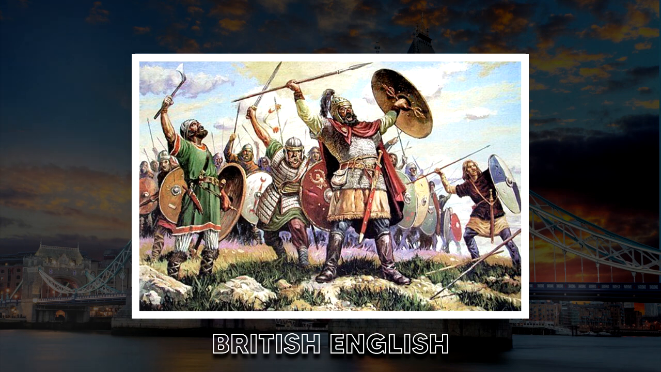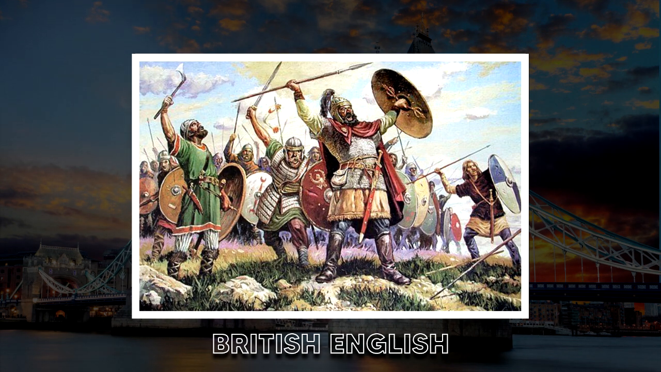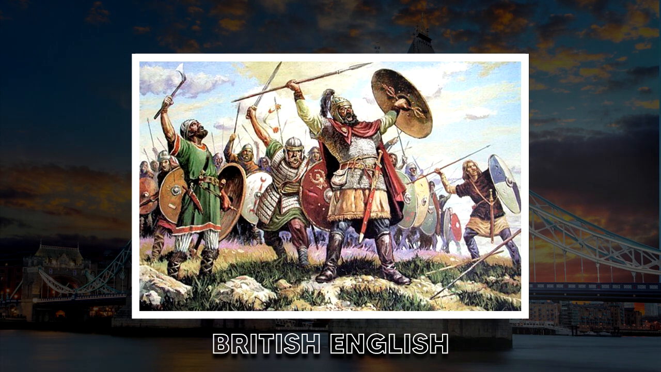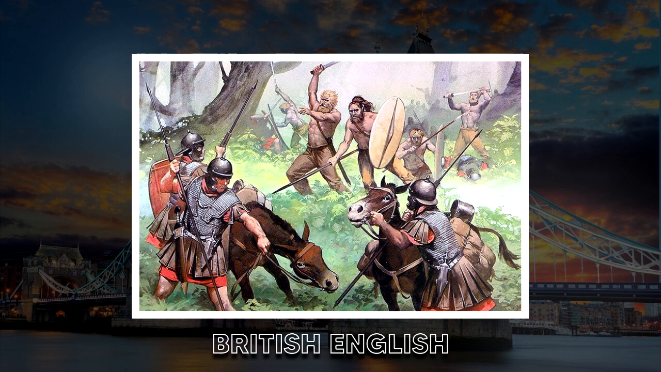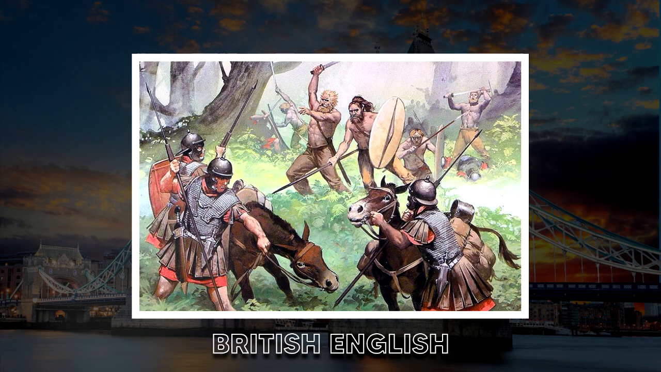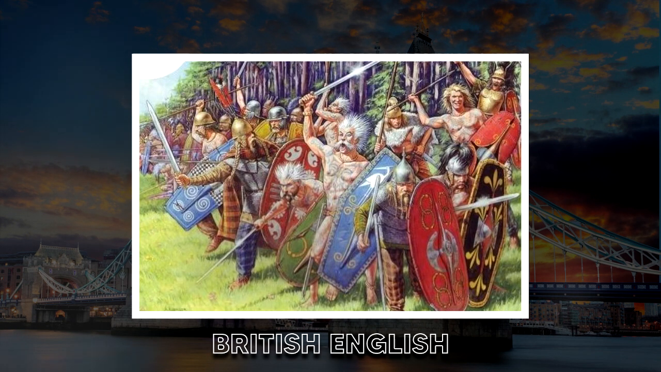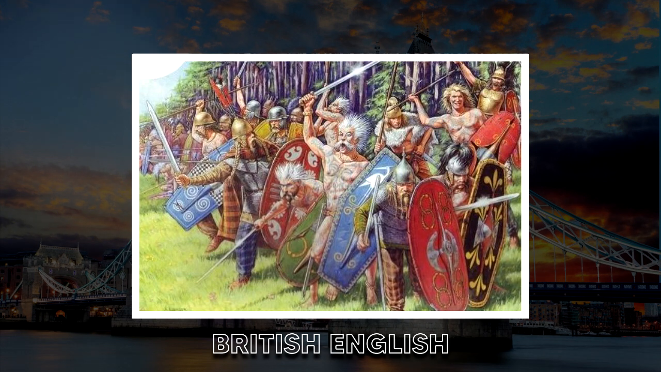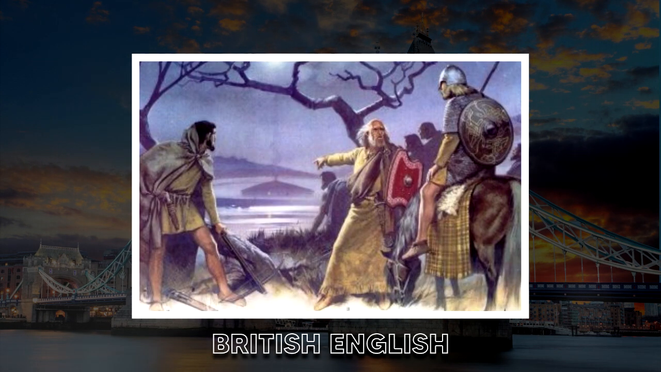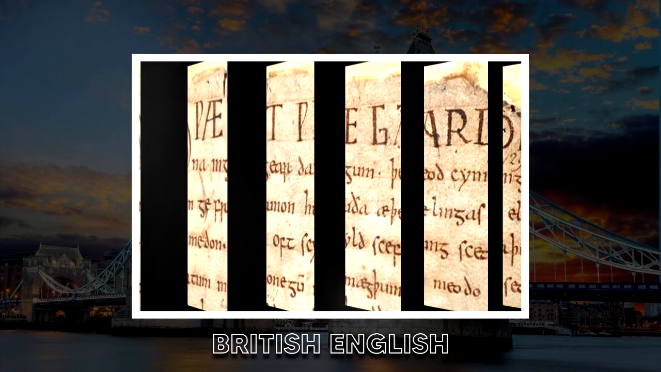At that time, the inhabitants of Britain spoke a Celtic language, but most of the Celtic speakers were pushed west and north by the invaders, mainly into what is now Wales, Scotland, and Ireland. The Angles came from Englaland, and their language was called English, from which the words England and English derived.